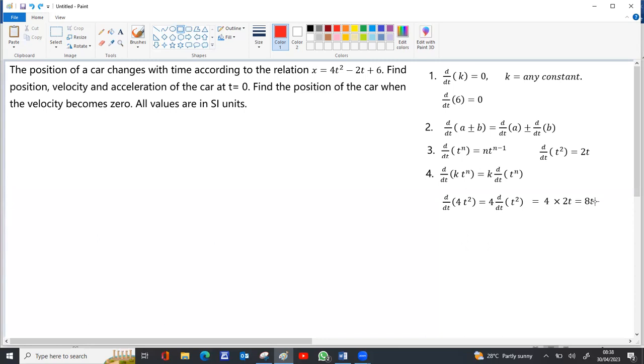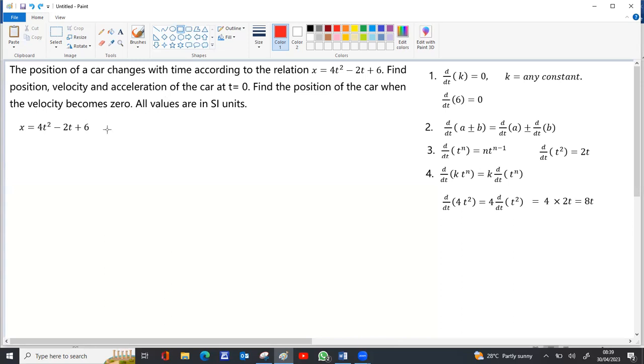So these are the common simple rules very commonly used for questions like this. Now we are coming back to the question after learning the rules. They have given the position, which is 4t squared minus 2t plus 6. They're asking position, velocity, and acceleration. The position we can find by putting t equal to 0, but before that, we find the formulas for position, already given, velocity and acceleration, then finally substitute t equal to 0 in all the cases.